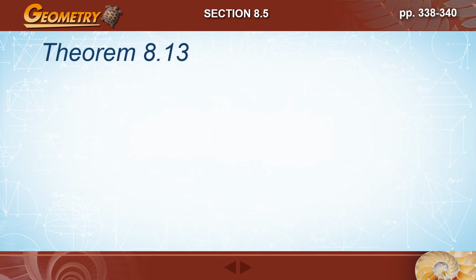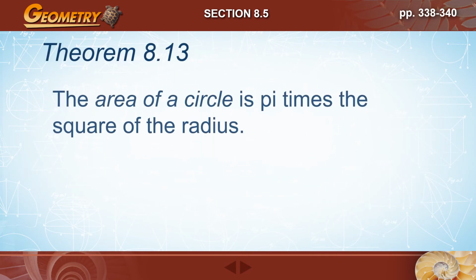And then we will formalize it in theorem 8.13. The area of a circle is pi times the square of the radius. So once again, let's see, did they put that in formula form here? Yeah, there we go. So area is equal to pi r squared. Okay, so memorize it, know how to use it.